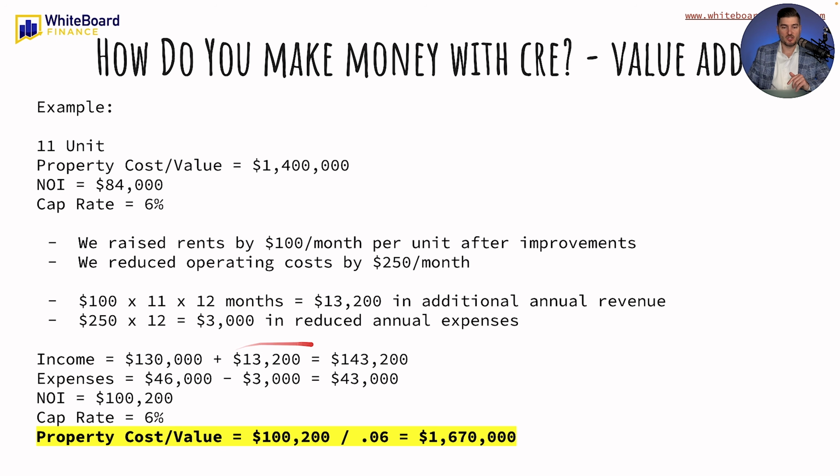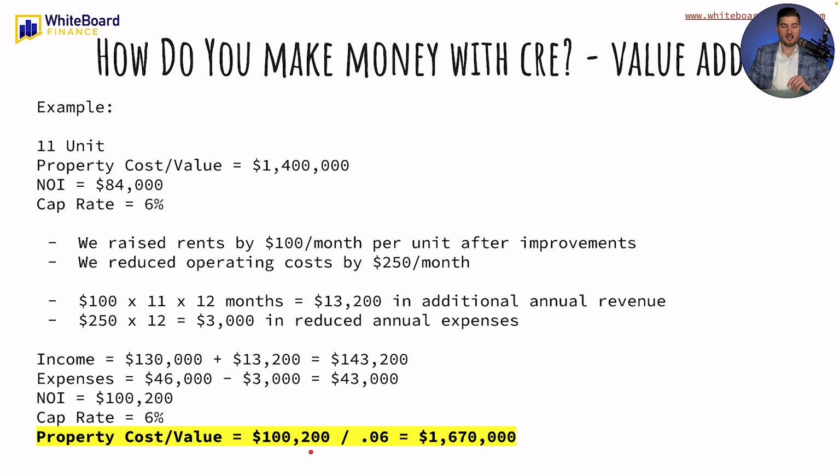So now our income used to be $130,000. We're adding $13,200, which gives us a new income of $143,200. Our expenses used to be $46,000 a year. We reduced them by $3,000 a year, $250 a month times 12, and now we have $43,000 in expenses, which for all the math wizards who graduated elementary school, sorry, that's kind of mean. It's basically simple math, you guys. Our NOI is $100,200. We know that these types of properties with these types of amenities go for a 6% cap rate.